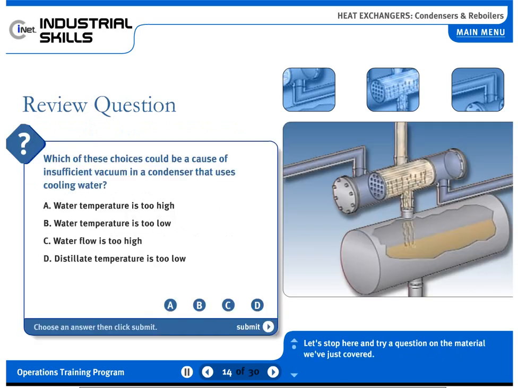Let's stop here and try a question on the material we've just covered. Which of these choices could be a cause of insufficient vacuum in a condenser that uses cooling water? Good. Insufficient vacuum can occur if the temperature of the cooling water is too high.